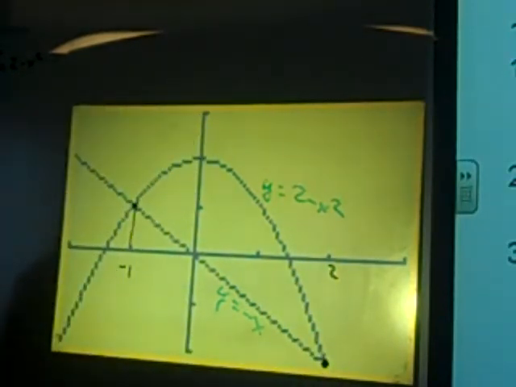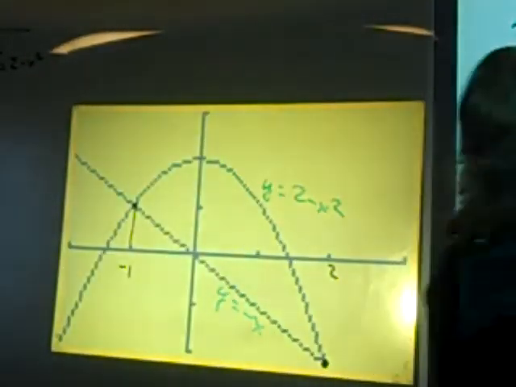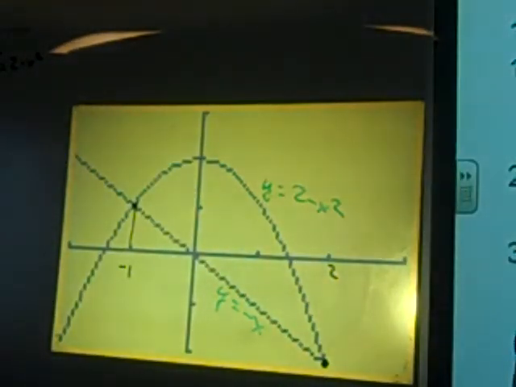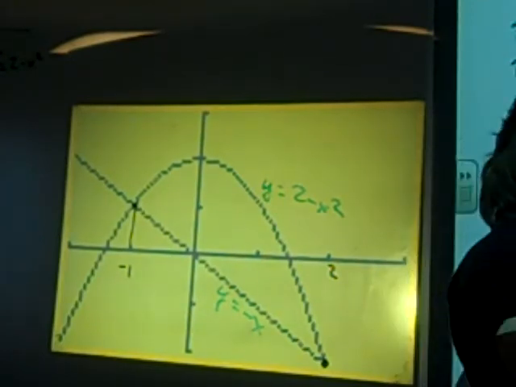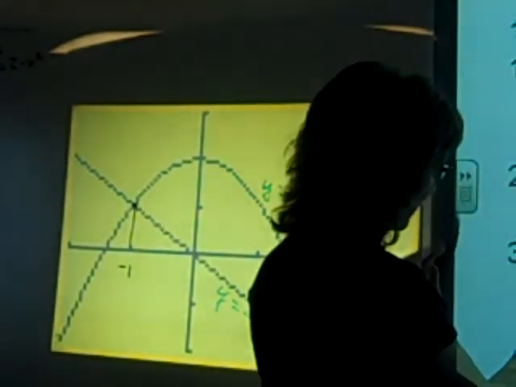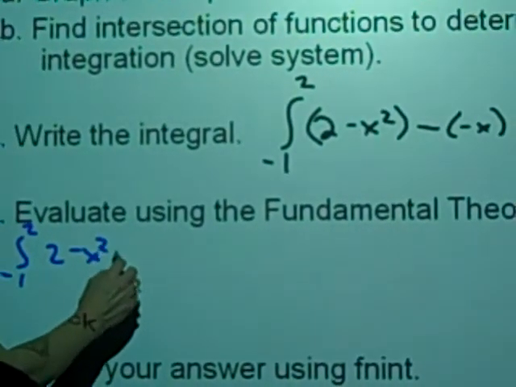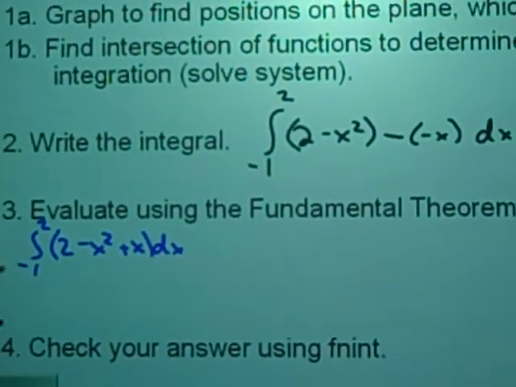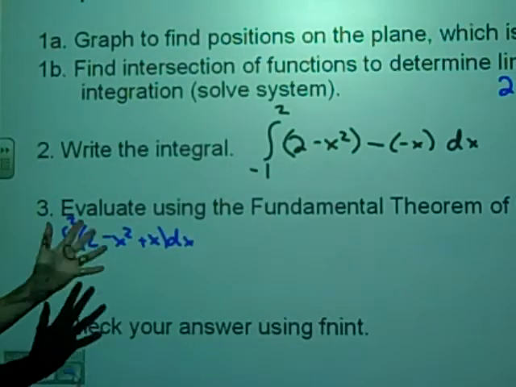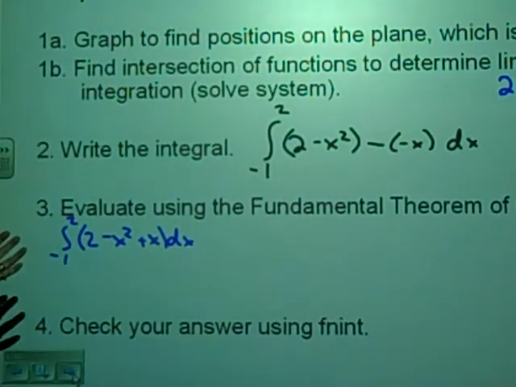and I'm going to put then 2 minus x squared first. So this function minus my -x. And I think the first thing I'll do is simplify it. So I have from -1 to 2, 2 minus x squared plus x dx. Okay? So, get rid of minus a negative, get rid of your parentheses, simplify it before you anti-differentiate.